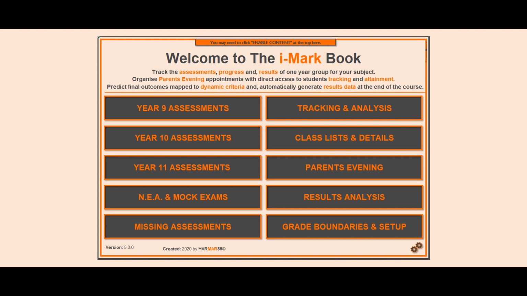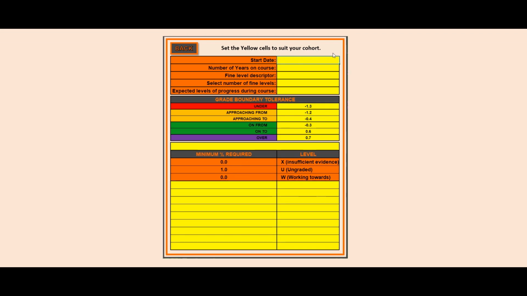through to year 11. So when you open the tool for the first time, the first thing you need to do is configure it and set it up ready for your particular cohort. So the first thing to click on is actually down the bottom where it says Grade Boundaries and Setup. Here we have lots of yellow cells that we can manipulate and adjust.